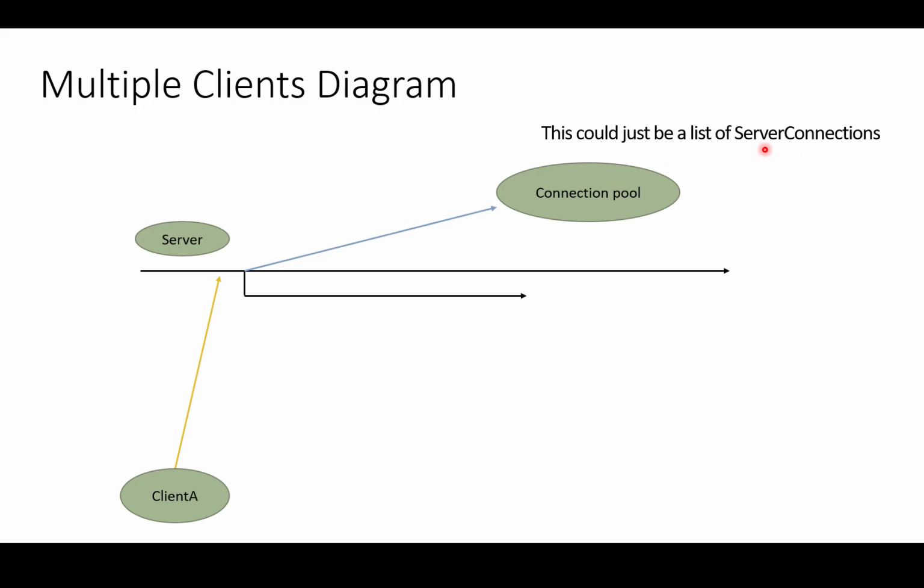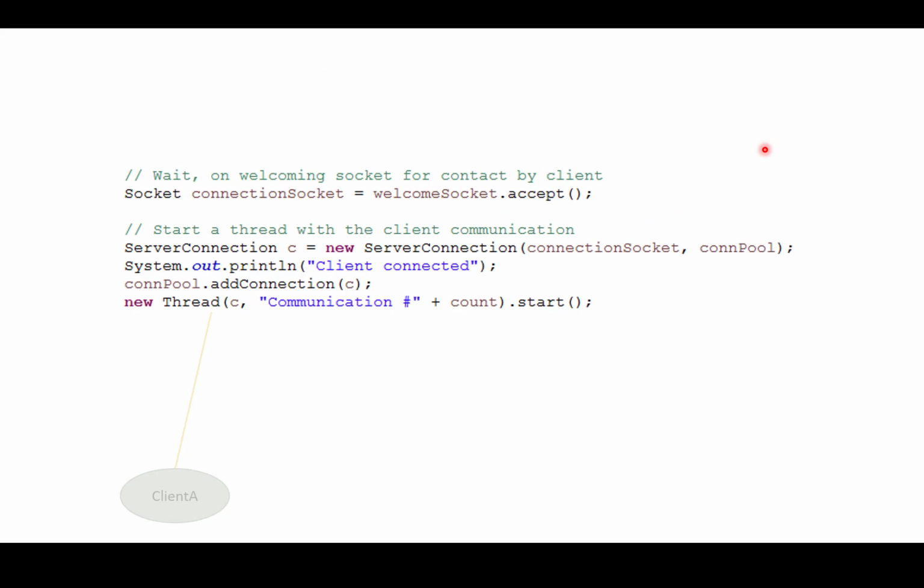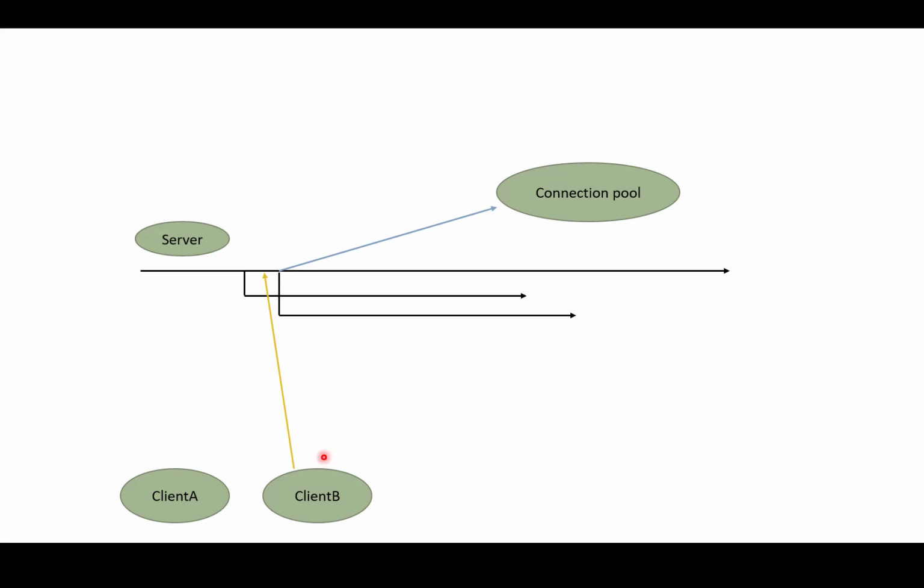Server connections, server socket handlers, whatever you want to call that class. It could look something like this. In the server class, we accept the connection. I create a new server connection, that's the thread, and it knows about the connection pool. And we also add this server connection or server socket handler to the connection pool, and then we start a new thread. So client B, the next one, connects.